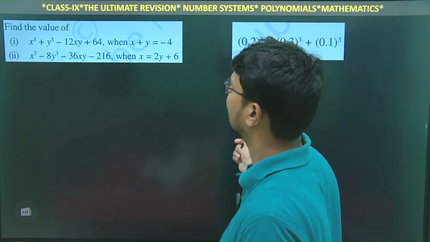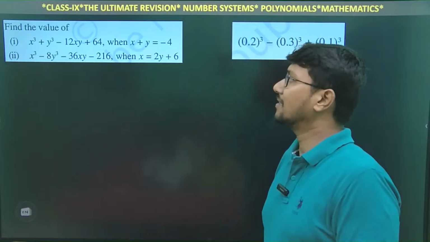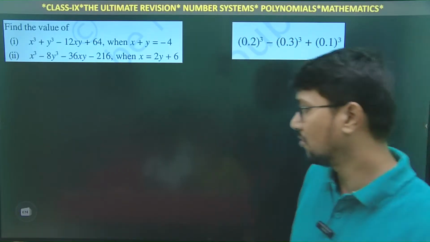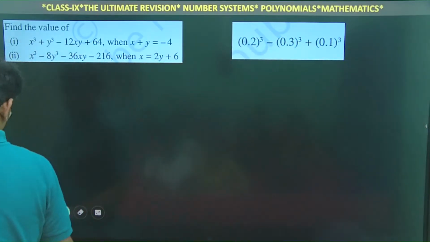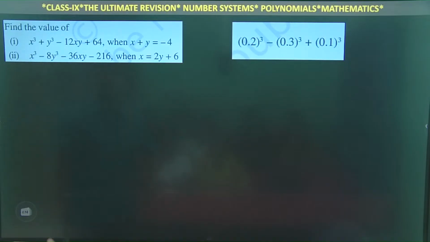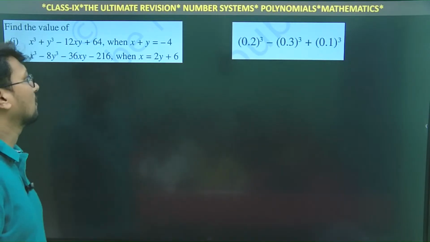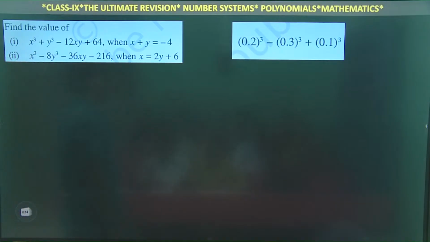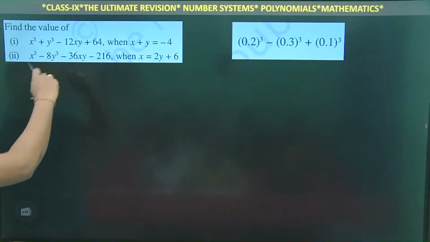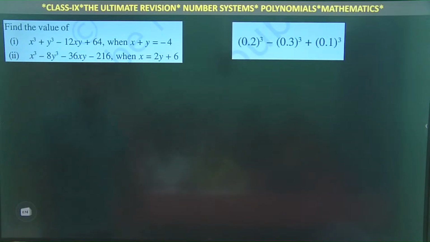Which question do you want to start? Let us start from this question. Do you know this formula? We start the polynomial chapter. Find x cube plus y cube minus 12xy plus 64, when x plus y equals minus 4.